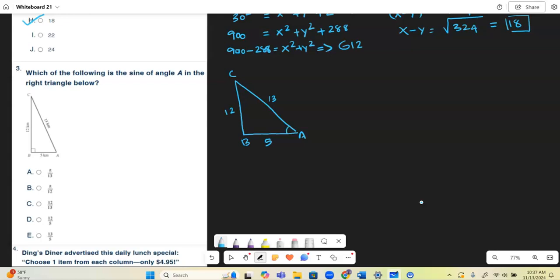So just refresh your memory of trigonometry. Sine of an angle A can be written as opposite side over hypotenuse. Here the angle we are considering is this A, so its opposite side is this, that is 12, over hypotenuse, which is always across the 90 degree, that is 13. So sine A is 12 over 13. So this is the right option.